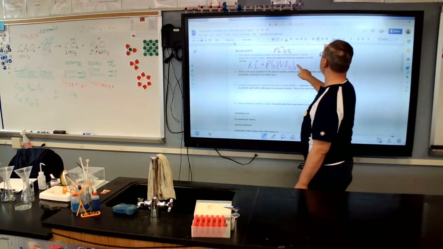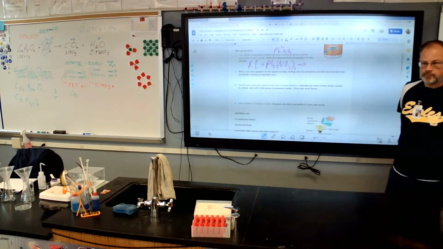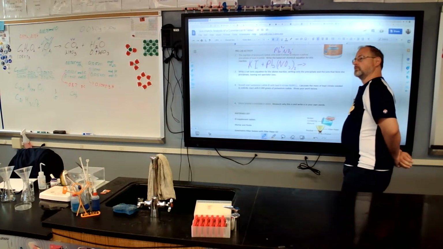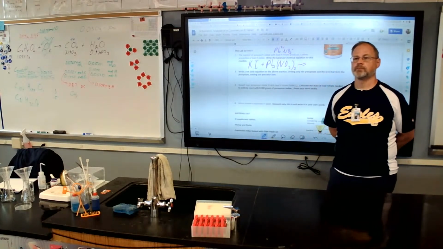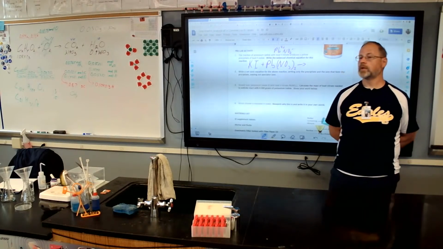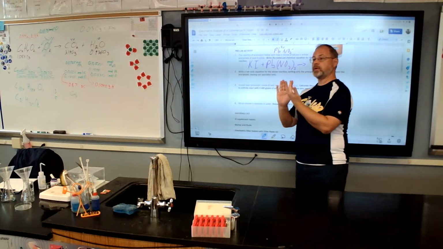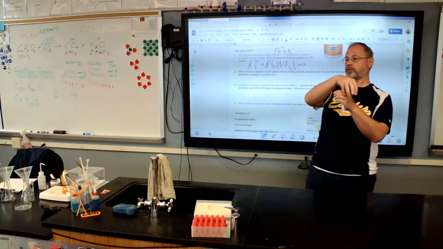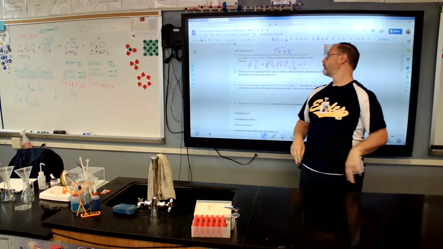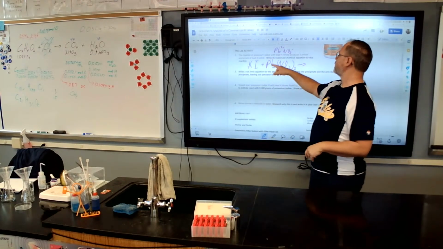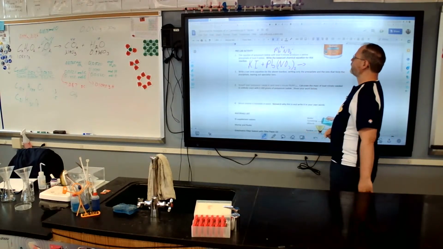And this is a double replacement reaction. So remember, in a single replacement, one thing kicks out something. In a double replacement, they switch partners. So AB plus CD becomes AD plus CB.